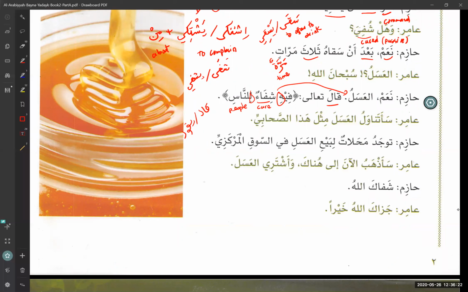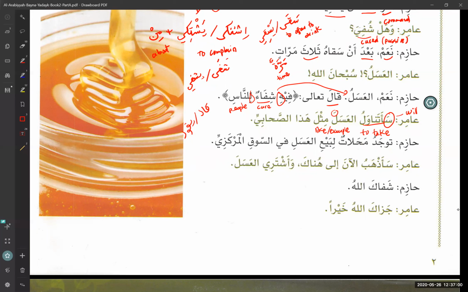And then Amir said, he says what? سأتناول العسل مثل هذا الصحابي. Sa is the future tense, you can translate it as "will." سأتناول, we said, is to take. So I will take al-asala, the honey, mithla, like, for example, like this sahabi, his companion.